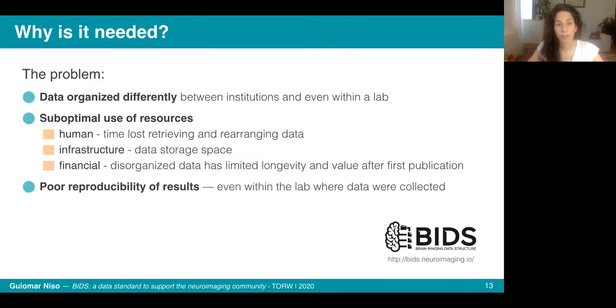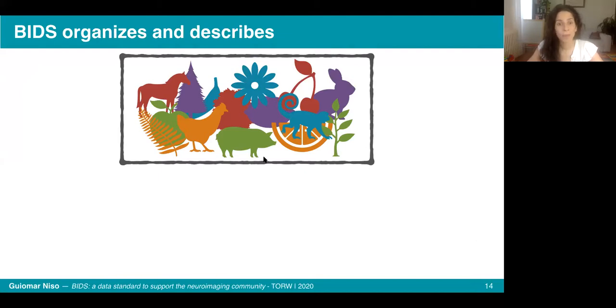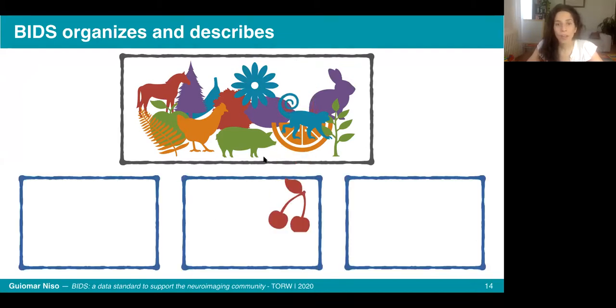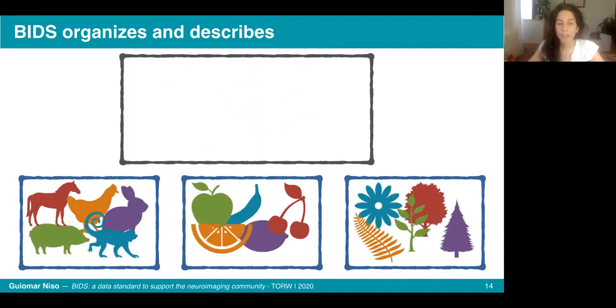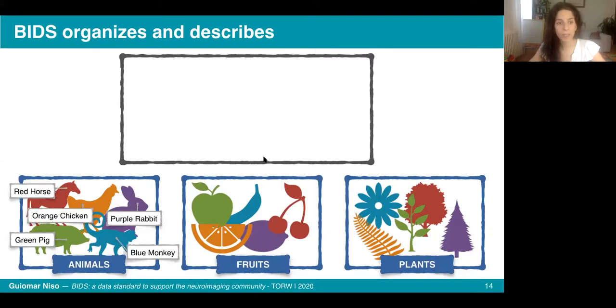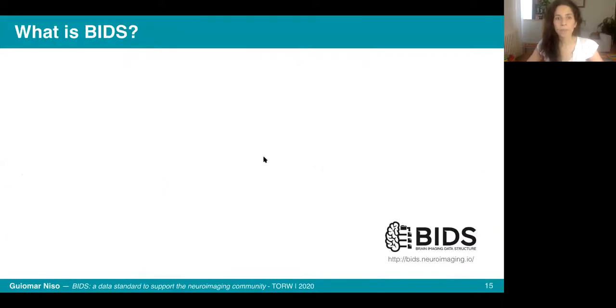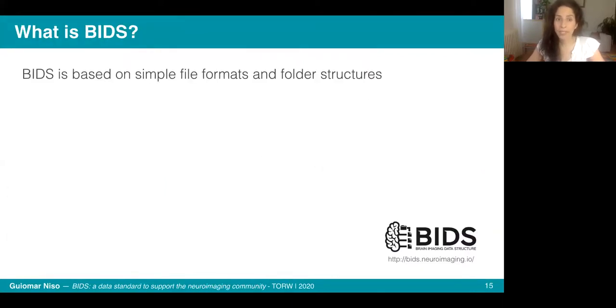And on top of that, we have really poor reproducibility of results, even within the lab where data were collected. So with BIDS, we try to deal with some of these issues. What BIDS is mainly is just a way of organizing similar categories and describing with labels and with metadata what's inside your data set. BIDS is based on very simple file formats and folder structures.